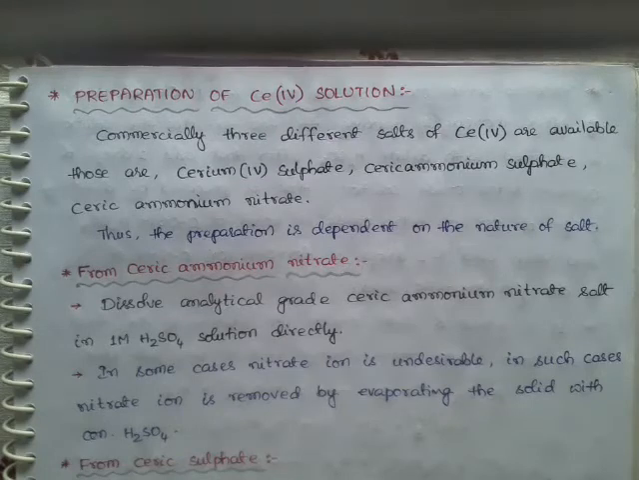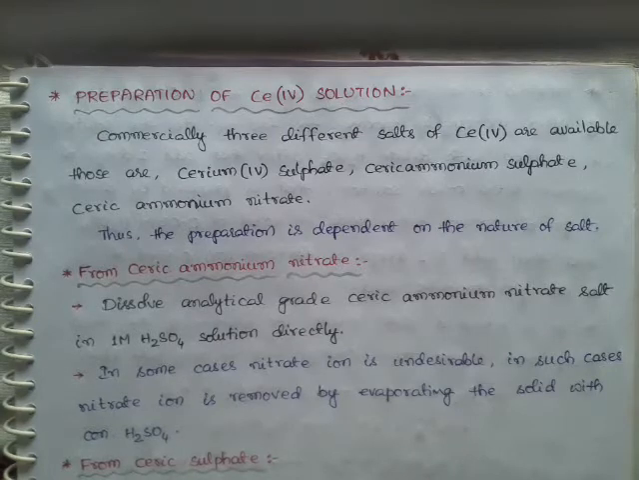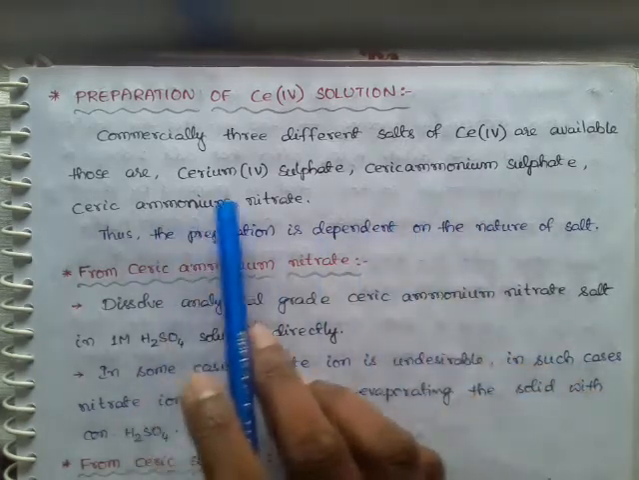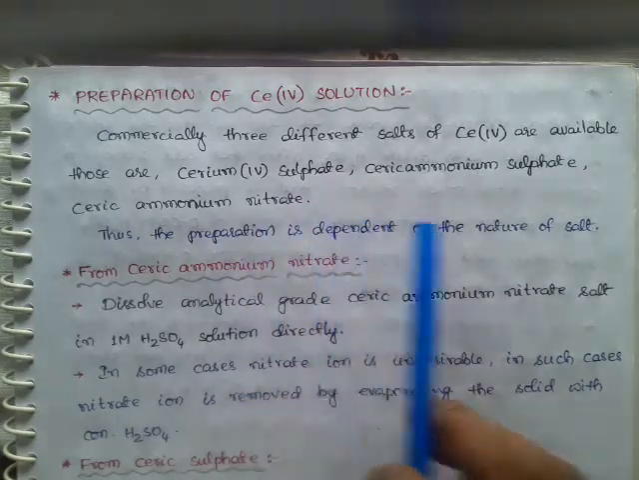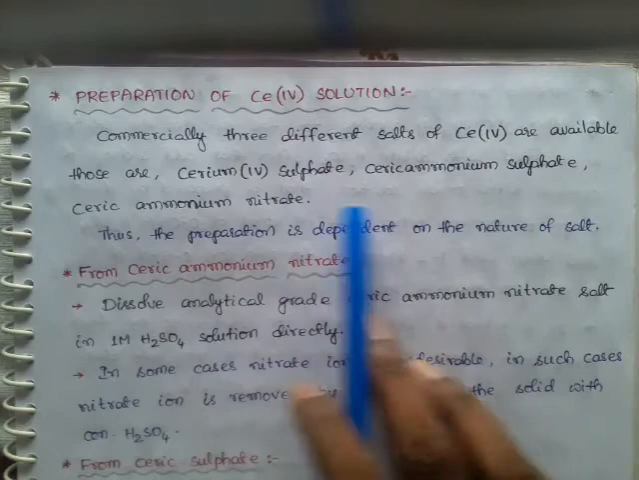Next, how can you prepare cerium 4 solution? Okay, generally cerium 4 solutions are available commercially as 3 different salts. They are cerium 4 sulfate, cerium ammonium sulfate, and ceric ammonium nitrate. So the preparation is dependent on the nature of the salt.